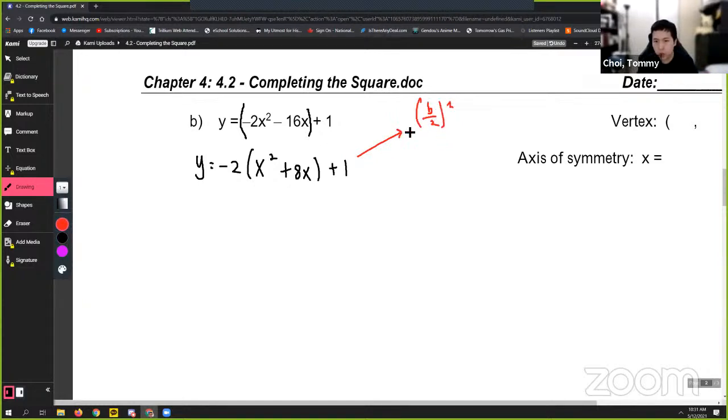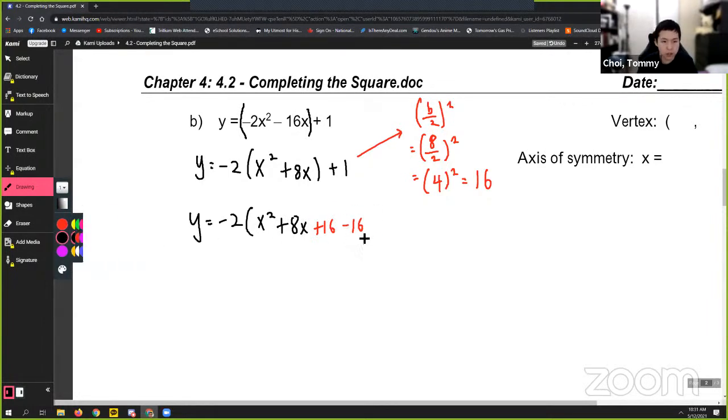B divided by 2 squared. B is 8, which gives us 8 divided by 2 is 4. 4 squared is 16. So when we write down our next line, we get x squared plus 8x plus 16 minus 16 plus 1.